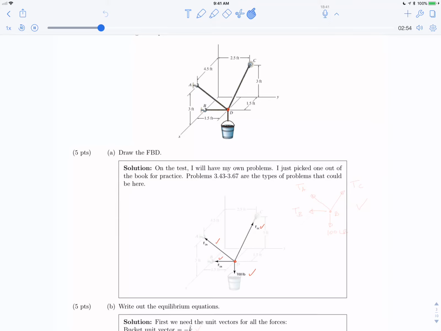So there's point D, you've got the bucket coming down, that rope going to the left, this rope coming up like this, and that rope going up there. And just label the forces so I can tell what they are. That 100-pound bucket, maybe you're just going to call this T going to B, T going to A, and T going to C. Since I typeset this, I was very formal and I wrote F, D to B, F, D to A, etc. But this is good enough for the test.